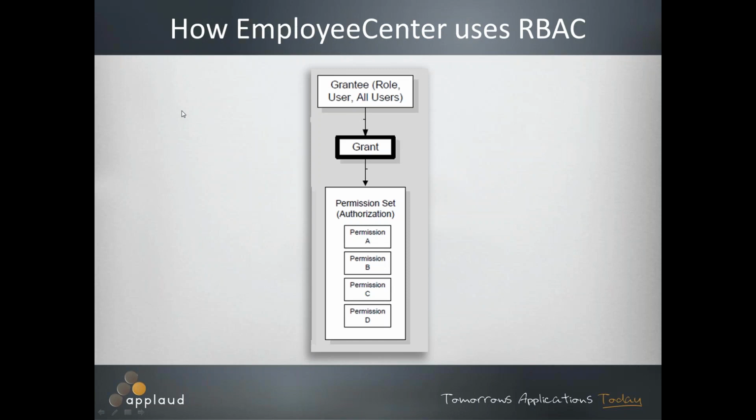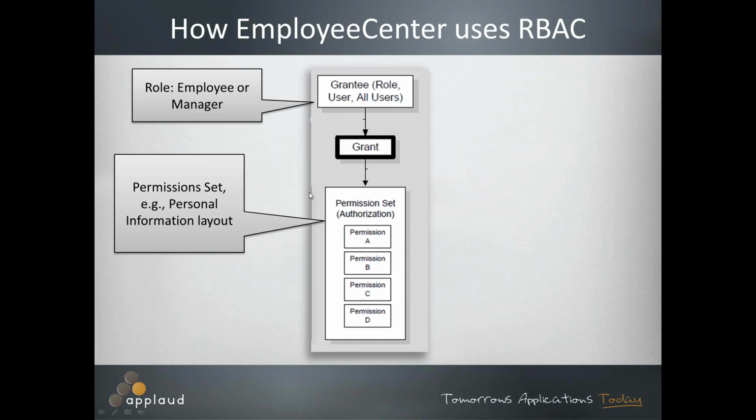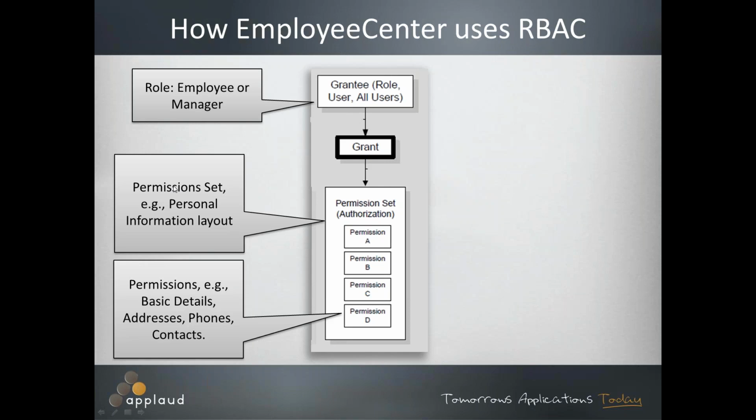So how do we use RBAC in Applaud? Well, this is a simplified diagram here. We have the role at the top, we have the permission set here, so the role would be something like employee or manager in our case. Then we have the permission set. So I've used an example of the personal information layout. Personal information layout lets you do things like maintain your address, maintain your phone numbers, maintain your contacts.